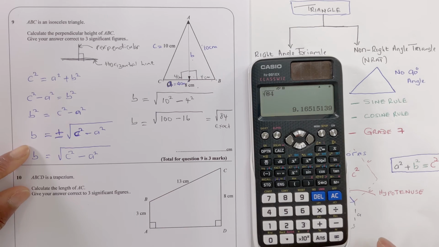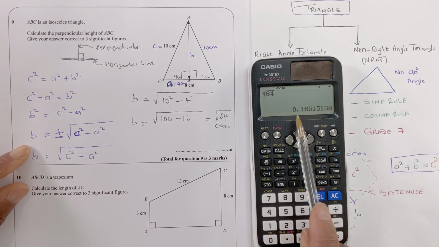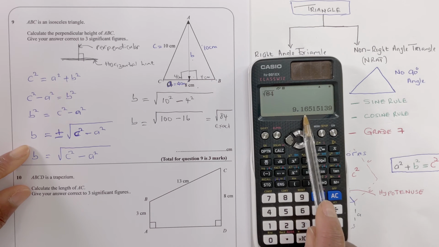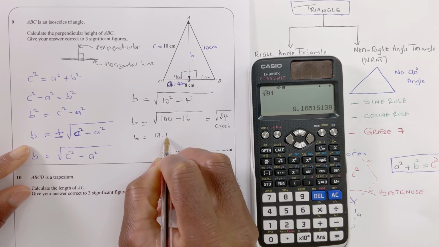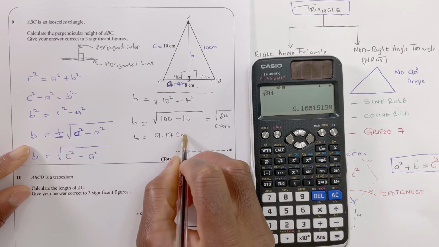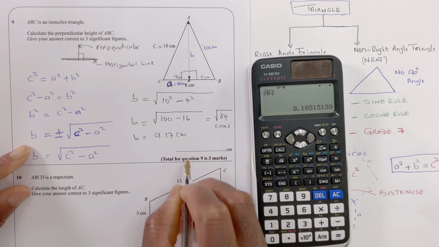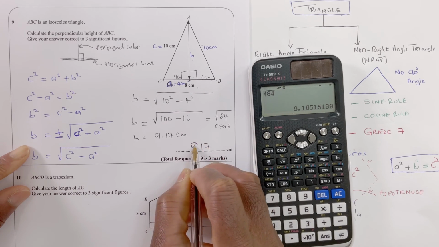So the answer it's giving us, we want 3 significant figures. So the first significant figure, second, and third, and that's 5, so I have to round it up. So now B will be 9.17. The unit is centimeters, how they've given it here as well, so you just put 9.17, and that'll be your answer.